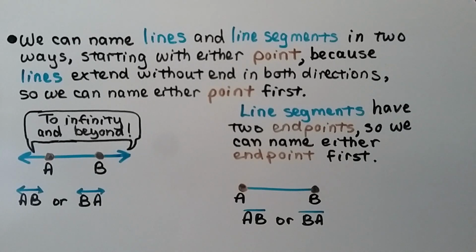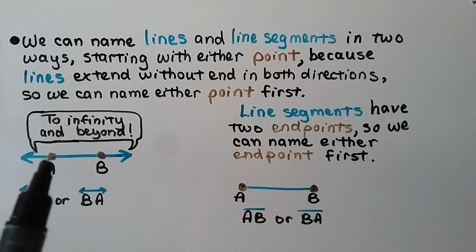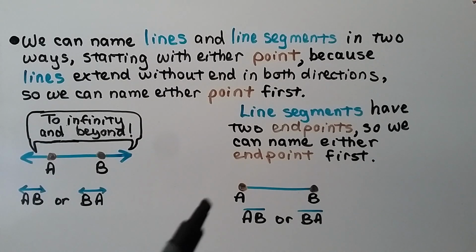We can name lines and line segments in two ways, starting with either point, because lines extend without end in both directions, so we can name either point first. We can say this is line AB or line BA. The arrows show that they go forever in that direction. And line segments have two endpoints, so we can name either endpoint first. Remember, when we write for a line segment, we write the capital letters for the points with just a bar over the top. So this is line segment AB or line segment BA.